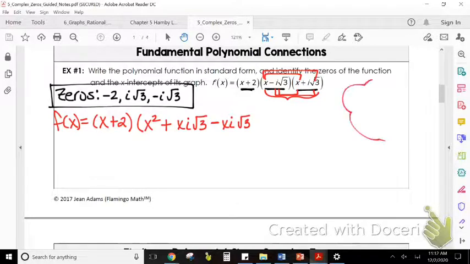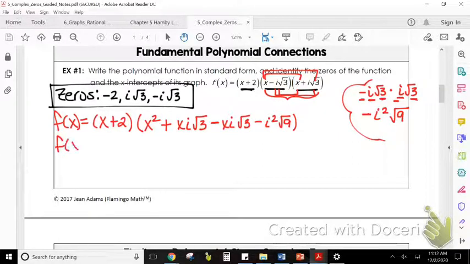So I'm going to come over here and think about that. Negative i square root of 3 times positive i square root of 3. Remember, negative times a positive is a negative. We've got i times i on the outside, which is i squared. And then under the radical, we have the 3 times the 3, which would be 9. So I have a negative i squared square root of 9, and I'll simplify that in just a minute.